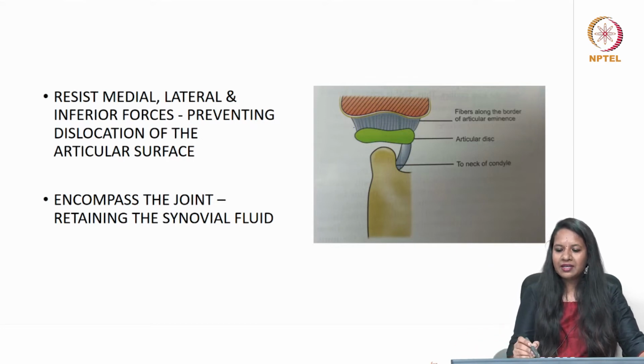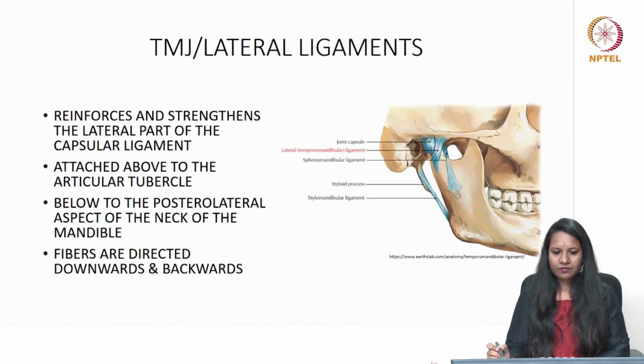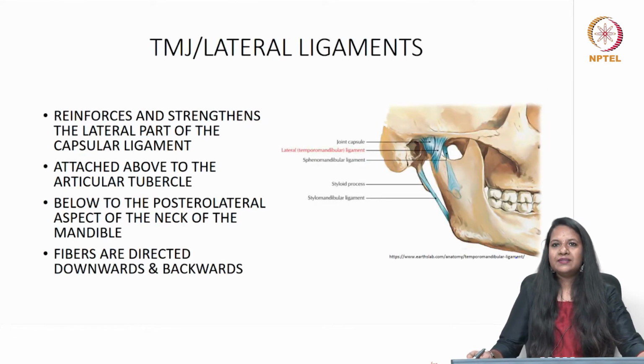This picture clearly mentions the upper attachment to the temporal fossa and the lower attachment to the neck of the condyle. Since it encompasses the whole TMJ, it withholds the synovial fluid within it. Then comes the TMJ, otherwise called lateral ligament.